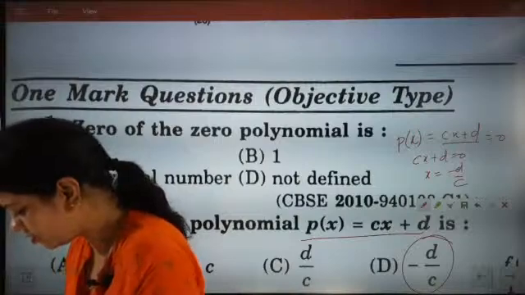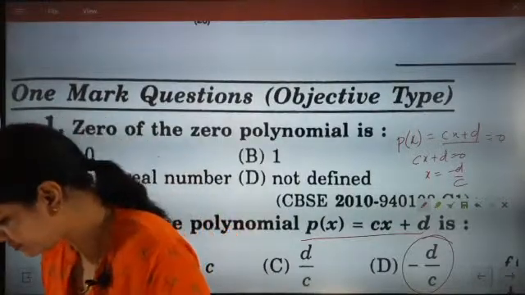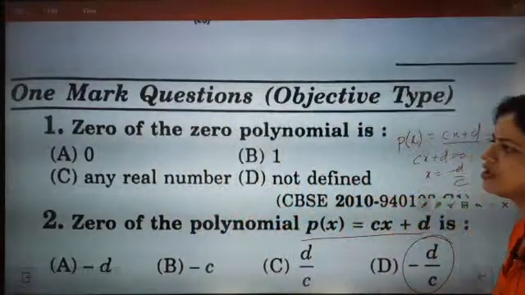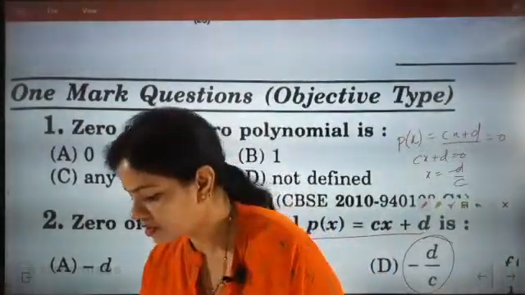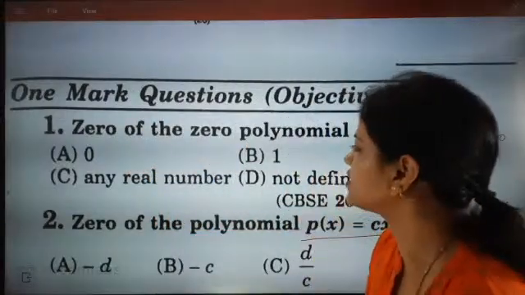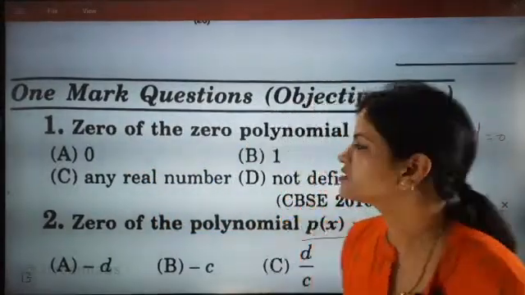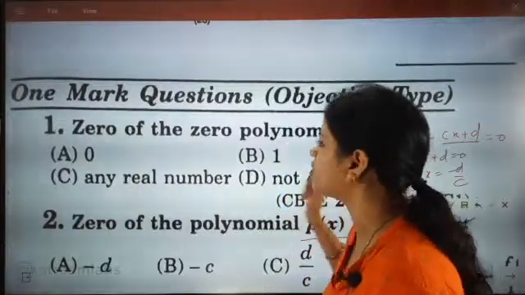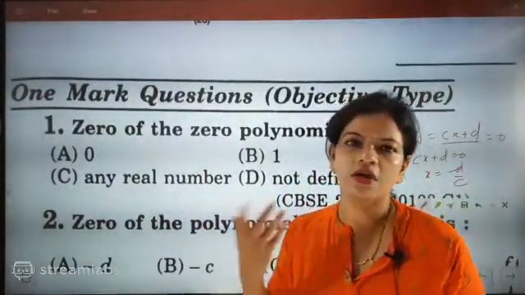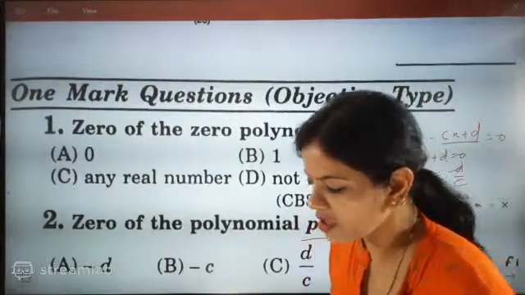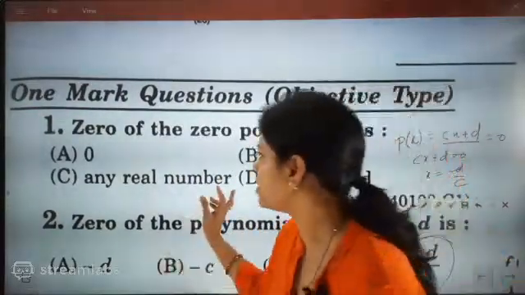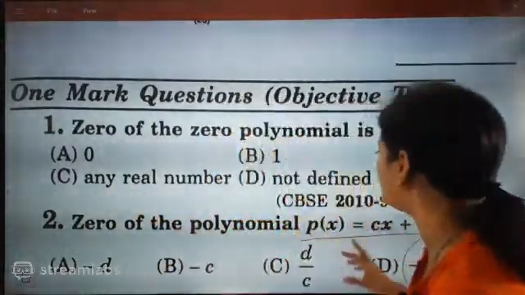Zeros of the zero polynomial is going to be C. Absolutely correct. Ashwin, don't get confused, I just confused you. Zeros of the zero polynomial will be any real number, because it is going to multiply with a 0. Any real number multiplied with 0 will become 0. So it can be any real number.